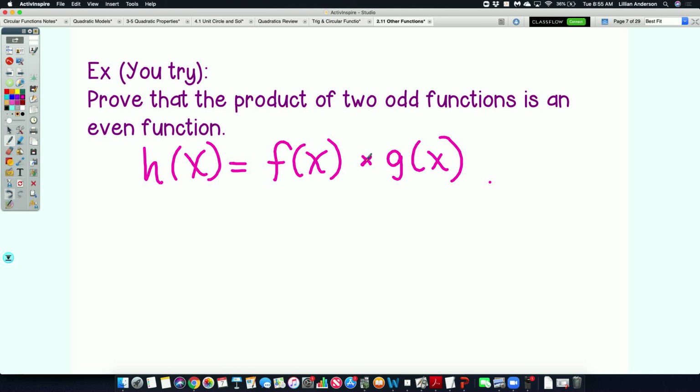Yes, the binary x, don't use the dot. The dot represents something completely different. You'll learn about that next year, okay? So use the binary x.